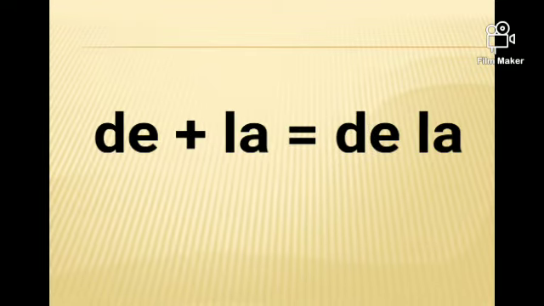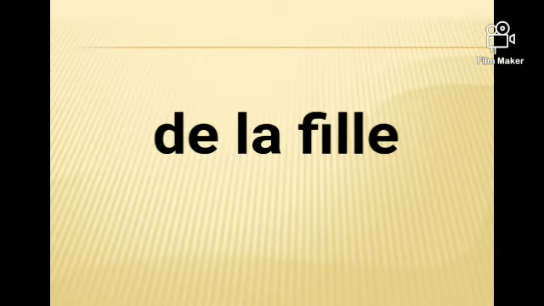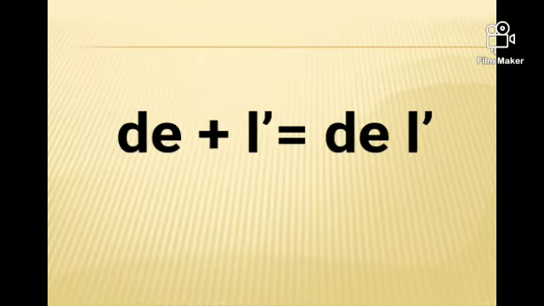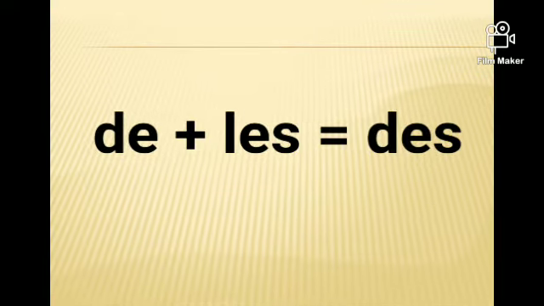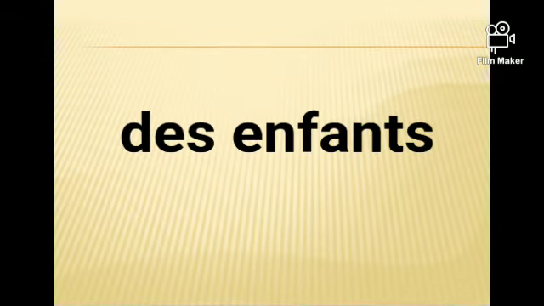De la is formed by joining preposition de, feminine singular, and definite article la. Example, de la fille. De l' is formed by joining preposition de and definite article l'. Example, de l'homme. Des is formed by joining preposition de, plural masculine and feminine, and definite article les. Example, des enfants.